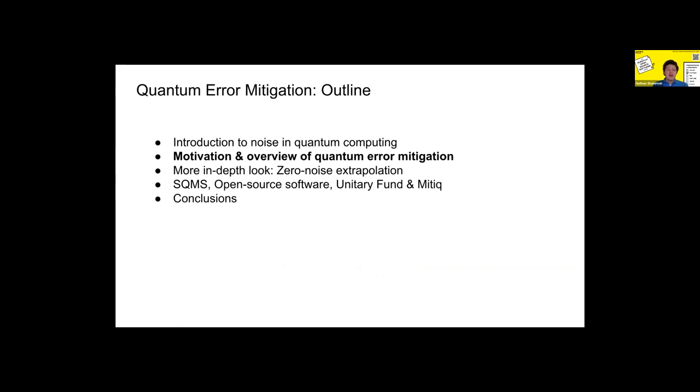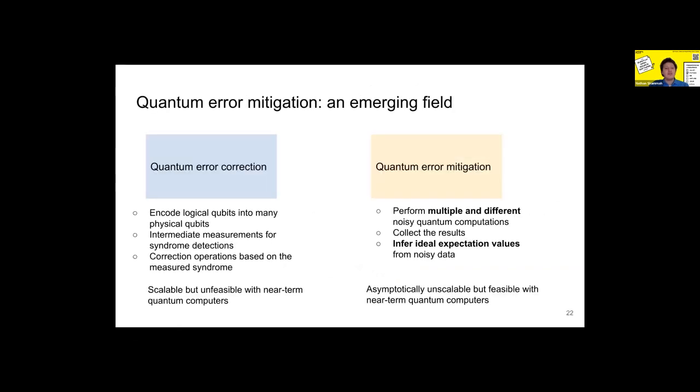So I already started to give a motivation for quantum error mitigation, I hope, with the impact of noise with errors. But now let me get a bit more detail about what we mean when we say quantum error mitigation. Many of you may be familiar with quantum error correction rather than quantum error mitigation. And they are definitely related, but they have some differences.